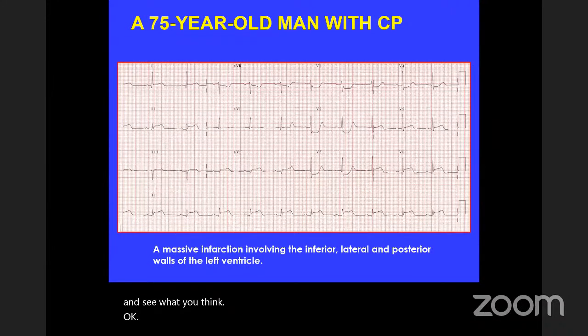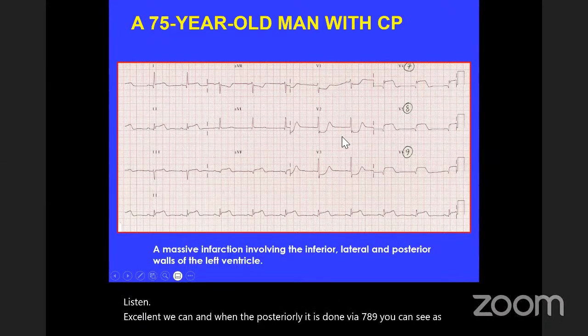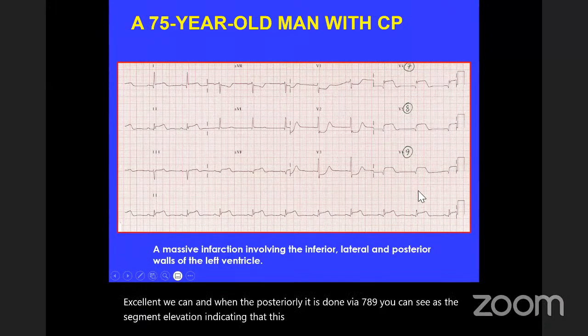It is in the inferior leads, and because there are some reciprocal changes in the anterior, we consider there is a posterior MI. Excellent. And when the posterior leads are done, V7, 8, and 9, you can see ST segment elevation, indicating that this is inferior and posterior myocardial infarction.